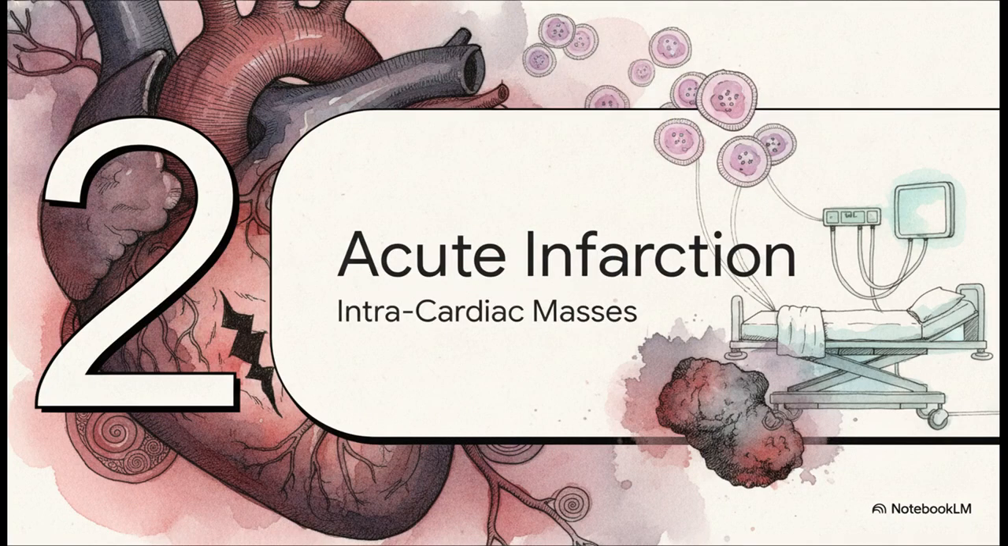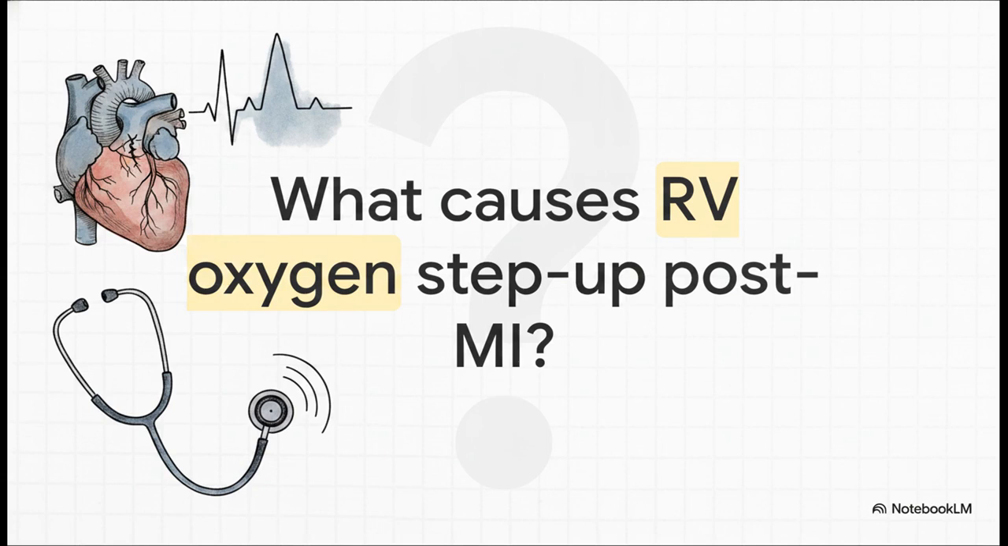Section 2. Acute infarction and intracardiac masses. Leaving the OR, let's transition to the ICU for question 13. We have a 68-year-old male who develops a massive transmural anterior myocardial infarction. 3 days later, bam, he experiences sudden, severe dyspnea, hypotension, and a brand new, harsh, holosystolic murmur at the left lower sternal border with a palpable thrill.